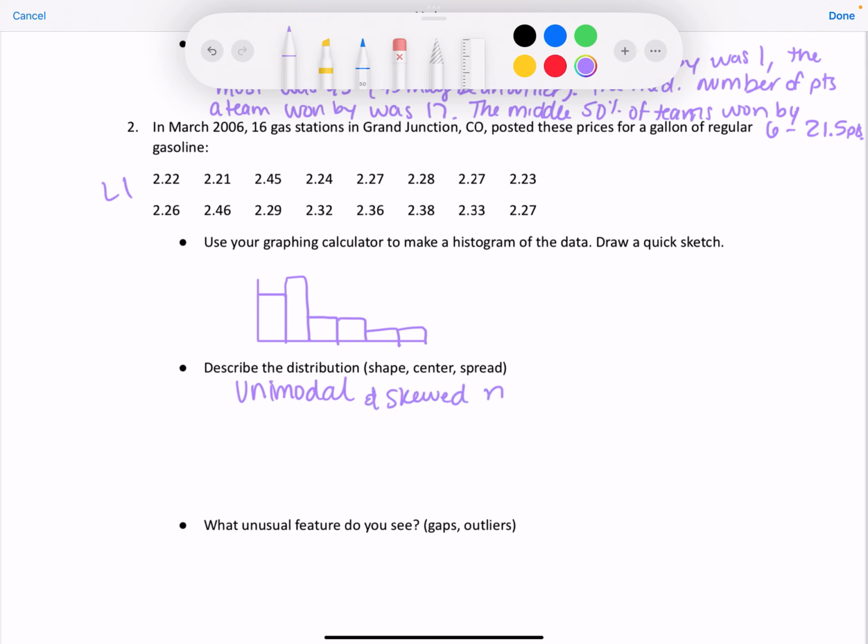Wait, what does unimodal mean again? One hump. Okay, it's a 1-humped camel. Or if you're a big Zootopia fan, bimodal or multimodal is a 3-humped camel.